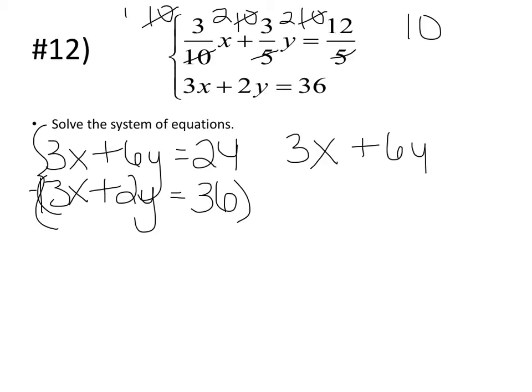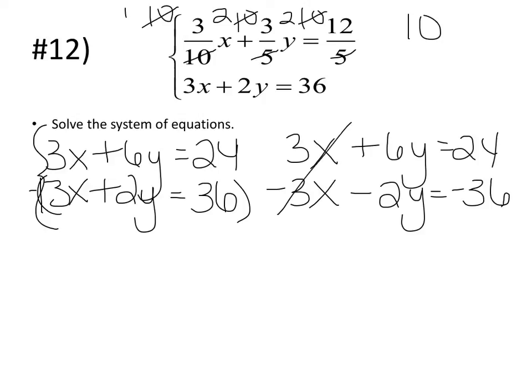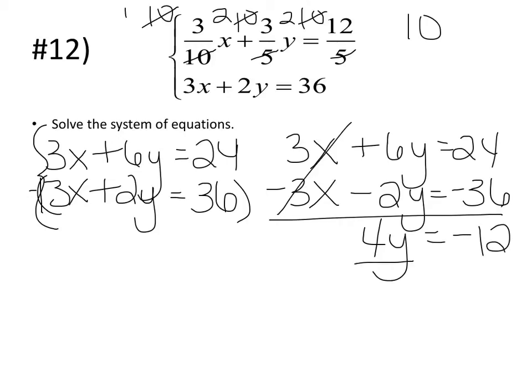So we're going to leave our top equation alone. And then we're going to change the signs in our bottom equation because we're multiplying through by a negative. So that makes our x's cancel. And then we get 6y minus 2y is 4y. And 24 minus 36 is actually negative 12. Divide both sides by 4. You get y equals negative 3.